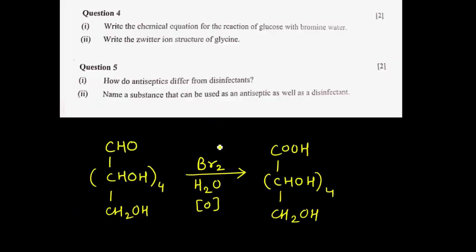Okay. The next question is pretty theory based. How do antiseptics differ from disinfectants? So you all know antiseptics are mild and they can be applied on body parts, whereas disinfectants are strong agents. They are applied on floors, etc. Name a substance that can be used as an antiseptic as well as disinfectant. Well, the NCERT says that it's phenol solution, but according to me, boric acid can also be an answer to this.